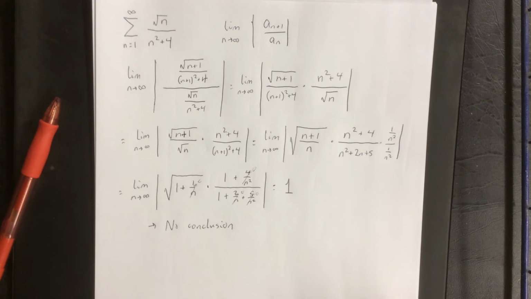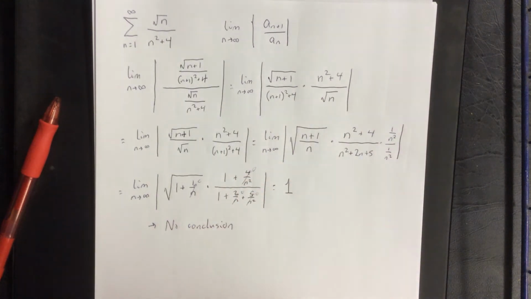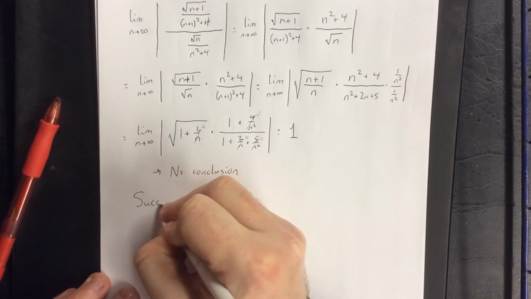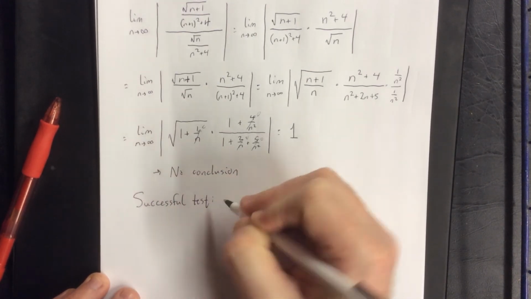Now, for the record, the last two worked out great because we had some exponentials in them. This one contains no exponentials. It contains only powers. That's when the root test tends to be less effective, is when you have powers rather than exponentials. For a successful test, if you're interested in trying this out, try a limit comparison test.